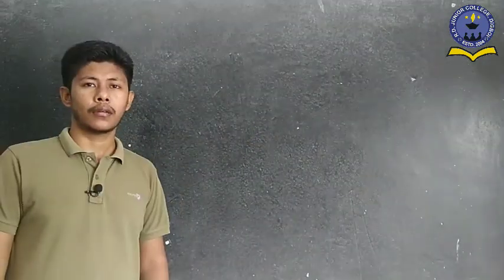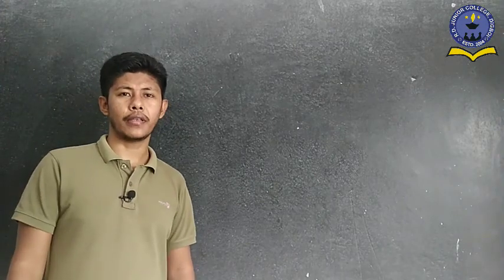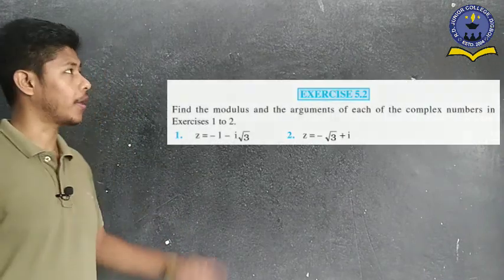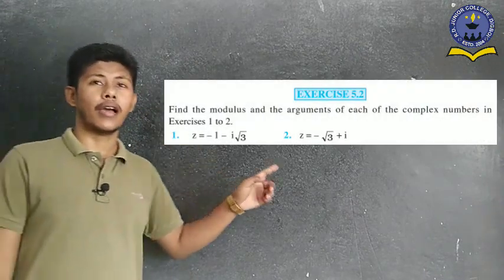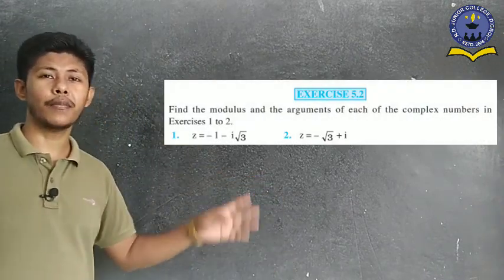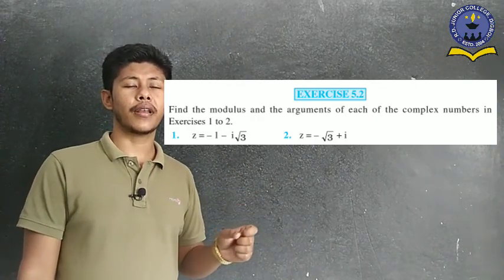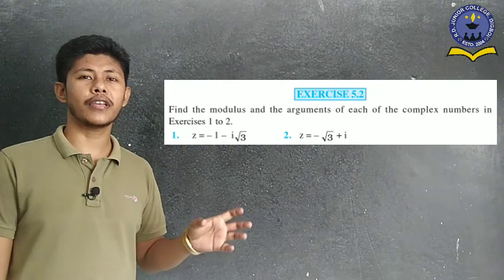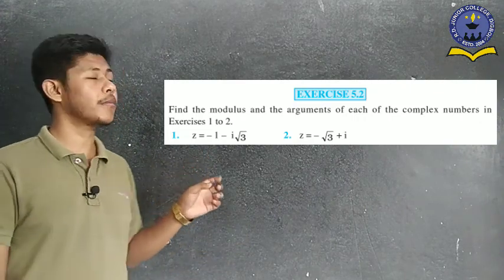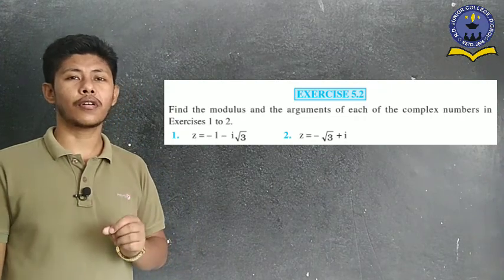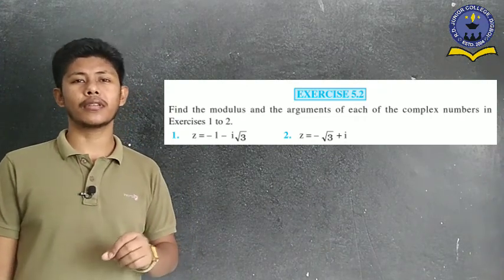Okay. Now after completing the example here, let's see the first question from Exercise 5.2. We have to find the modulus and argument of the given complex number, Z equals minus 1 minus i root 3. So for this complex number we have to find the modulus and argument.